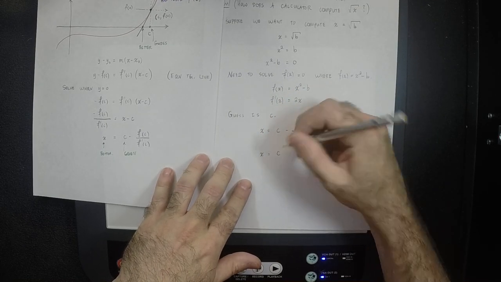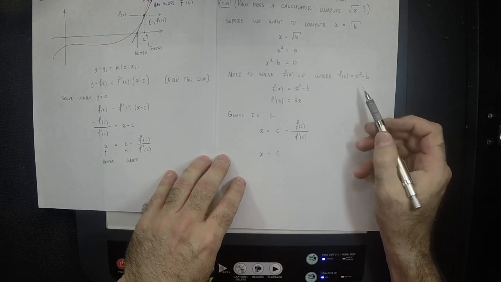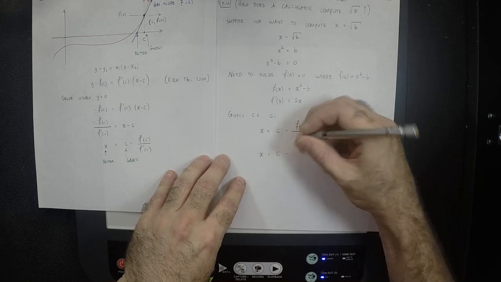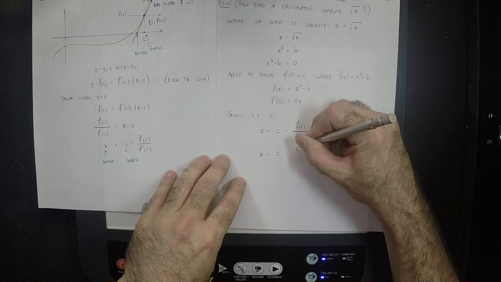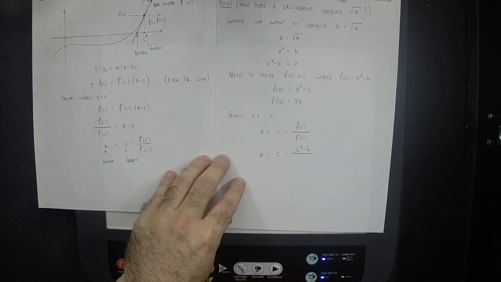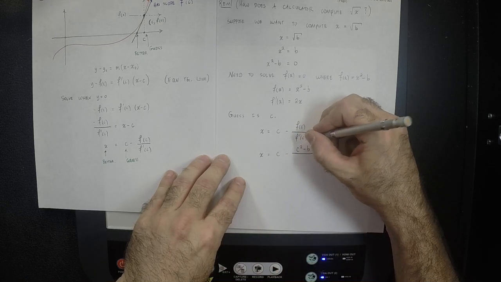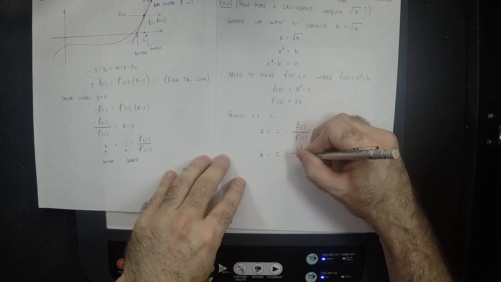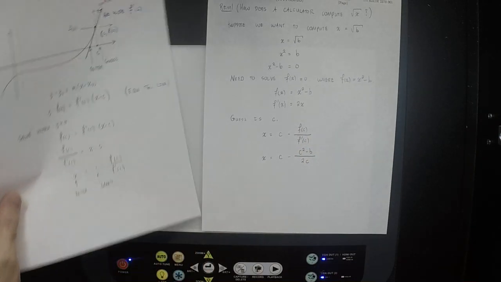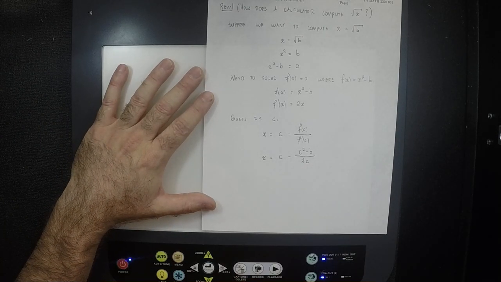So in the first place, what is f of c? C squared minus b. And then what is f prime of c? Sorry, I lost my, it's 2C, okay. Brain was not cooperating there for a second. Okay, and what we want to do is simplify this formula as much as possible.